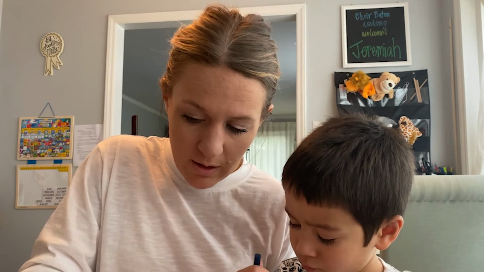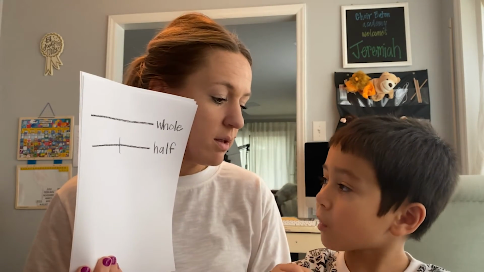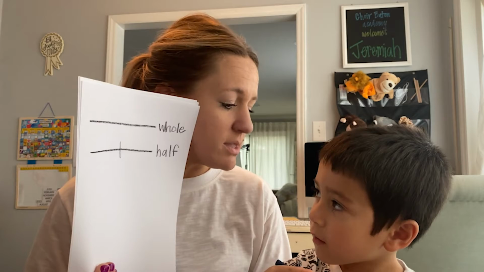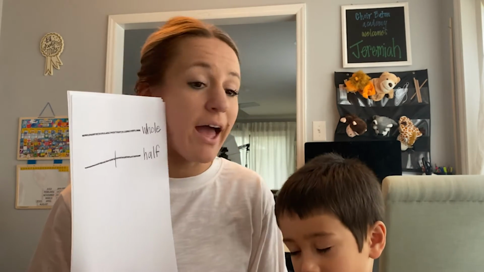Okay, so now if I cut that whole line in half, I now cut it in half. What is it? Close. We're using new words now. It's in half. What is it in? Half. Very good. Okay. So how many, watch Jeremiah, how many parts are in a half? How many parts are in a half? 1. So in a whole, we have 1 part. In a half, how many parts?